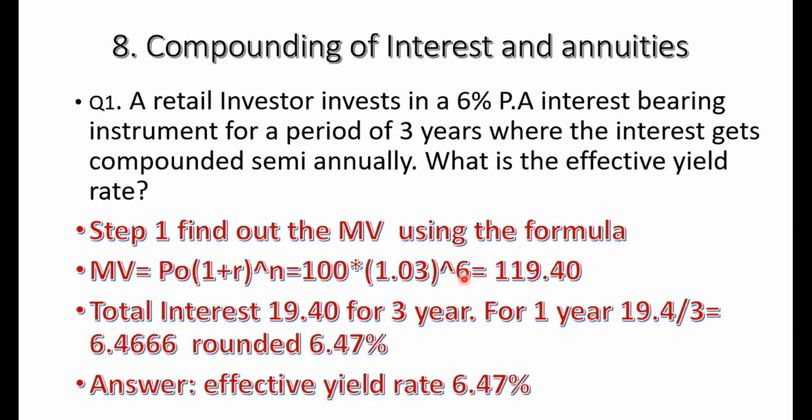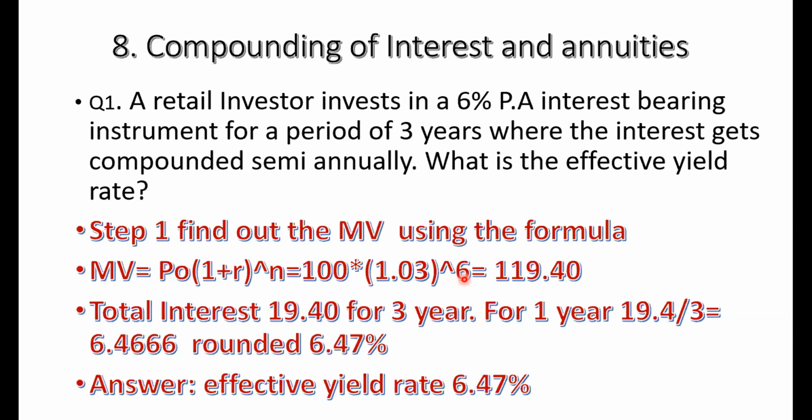119 for 100 rupees, it will be 119.56176. Are you getting it or not? Now, what is the interest you are getting? 19.56 divided by 3, you will get overall 6.52. Correct, your answer is correct.